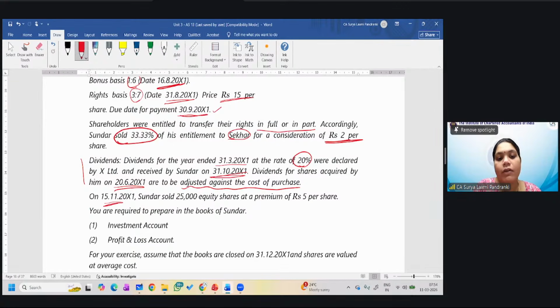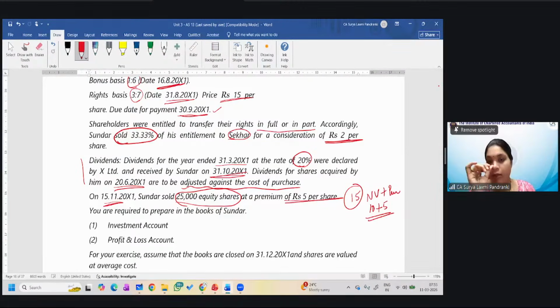And on 15th November, Sundar sold 25,000 equity shares at a premium of 5 per share. At a premium of 5 per share means he must have sold it at what price? Can anyone tell me this? They told he sold it at premium of 5 per share. 20 rupees, ma'am? Not 20 rupees per share. It is 15. Nominal value plus the premium. Nominal value is 10, so plus 5 premium, which is 15 per share.